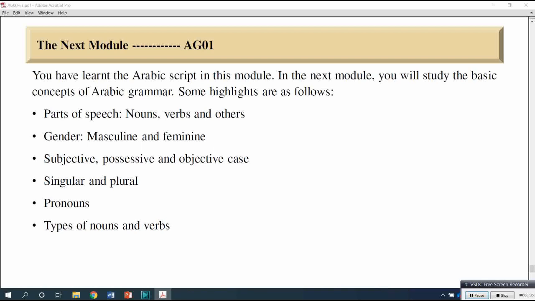and then the subjective, possessive and objective cases, how speech works in Arabic, singular and plural, how they work, pronouns. In pronouns you have done already, but you will improve further as well. Types of nouns and verbs and what happens as a result of that. So this will be our next lecture.